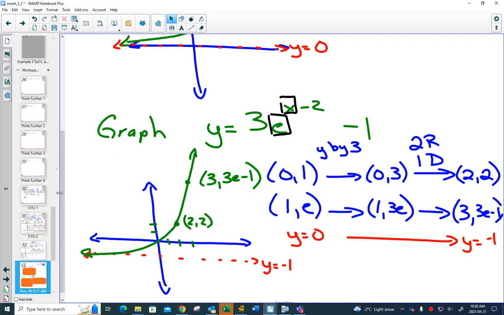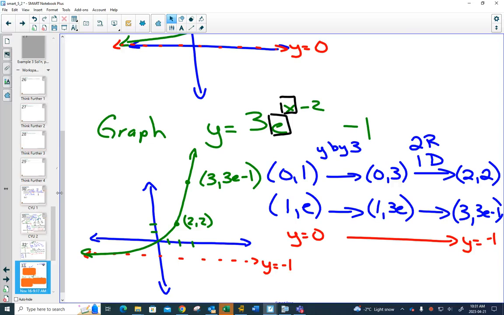So when you graph it, (2, 2) is easy to graph. y equals negative 1 as asymptote is easy to graph. And you would have to estimate where is the 3e minus 1 for the y value. So you basically have 3 times 2.7, about 8.1. Minus 1, that is approximately 7.1. Do that as best as you can.